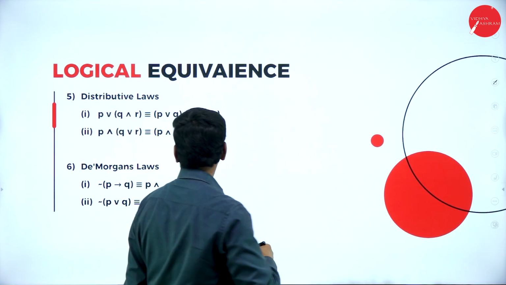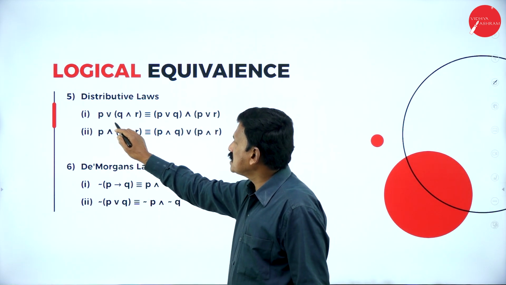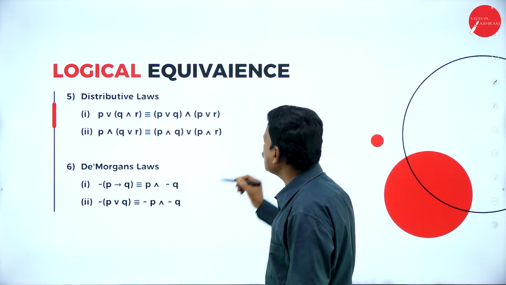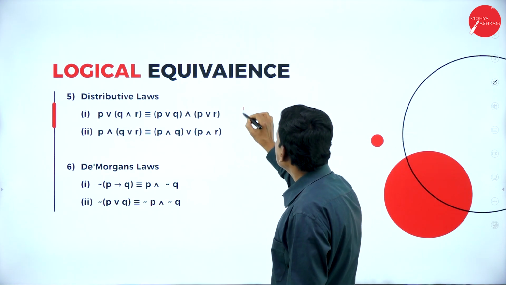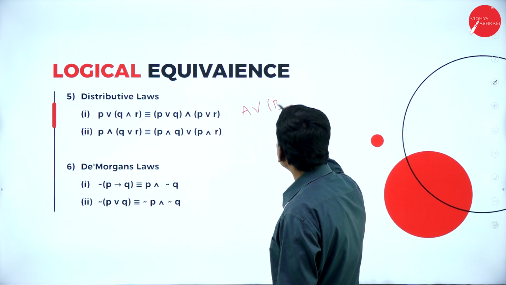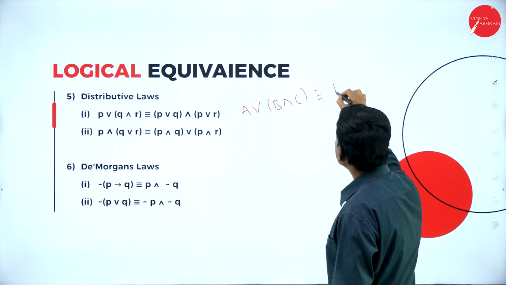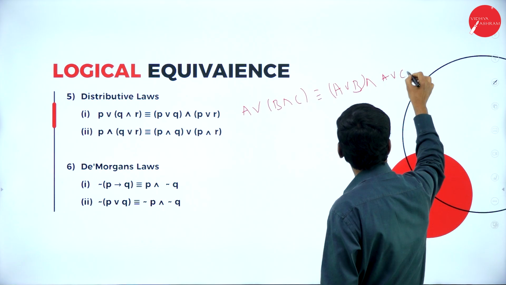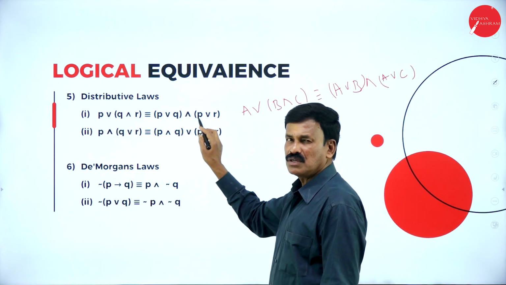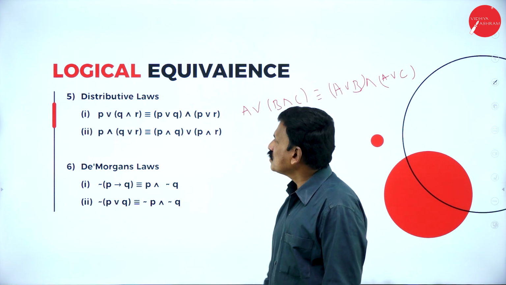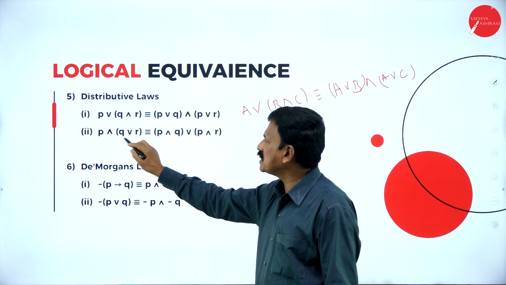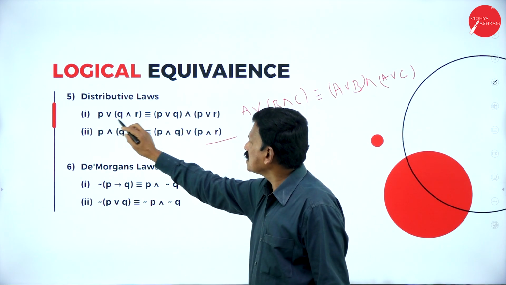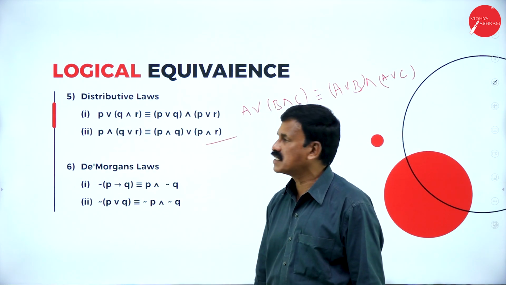Okay. Now, move on to the next concept, distributive law. Here P disjunction Q conjunction R is logically equivalent to P disjunction Q conjunction P disjunction R. That is, if you consider A, B, C, A disjunction B conjunction C is logically equivalent to A disjunction B conjunction A disjunction C. Similarly, P conjunction Q disjunction R is logically equivalent to P conjunction Q disjunction P conjunction R. So, if it is disjunction, you will get conjunction here. If it is conjunction, you will get disjunction here in case of distributive laws.